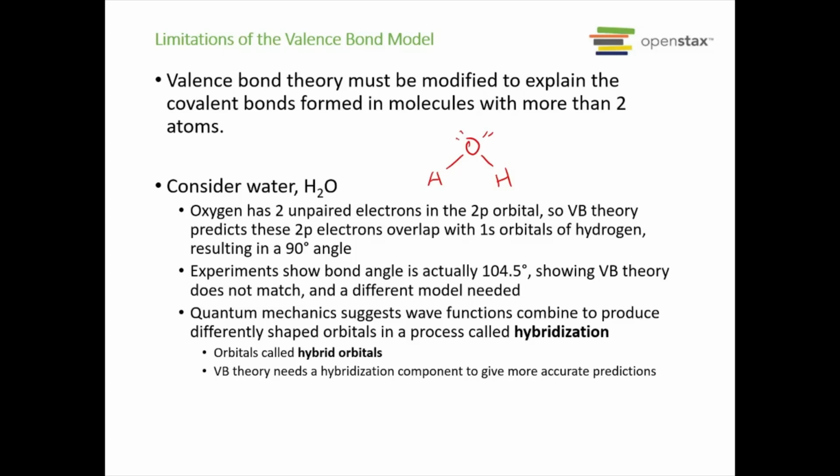Quantum mechanics, so we're going back into quantum mechanics a bit. What it suggests is that the wave functions, so remember those psi's, combine. So the wave functions of the oxygen and the hydrogens are combining to produce differently shaped orbitals in a process called hybridization. So yep, chemistry has hybrids. Not like the biology hybrids, chemistry hybrids. So the resulting orbitals are called hybrid orbitals. To give more accurate predictions using valence bond theory, we need a hybridization component.